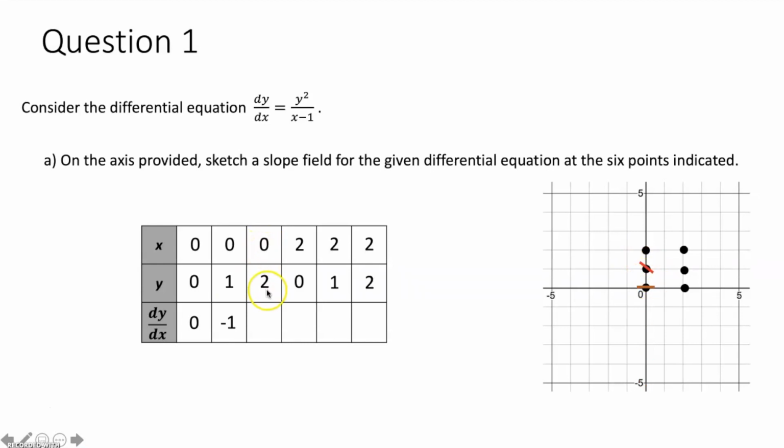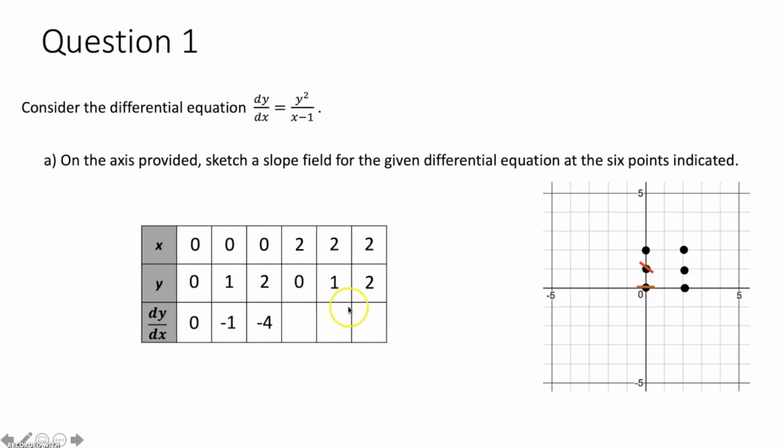Next, I'm going to plug in the point 0, 2 to my differential equation up here for x and y. When I do and simplify, I end up getting negative 4. Meaning the slope of the line tangent to my solution curve at the point 0, 2 is negative 4. Now notice the slope of the line segment that I created at 0, 1 was negative 1.